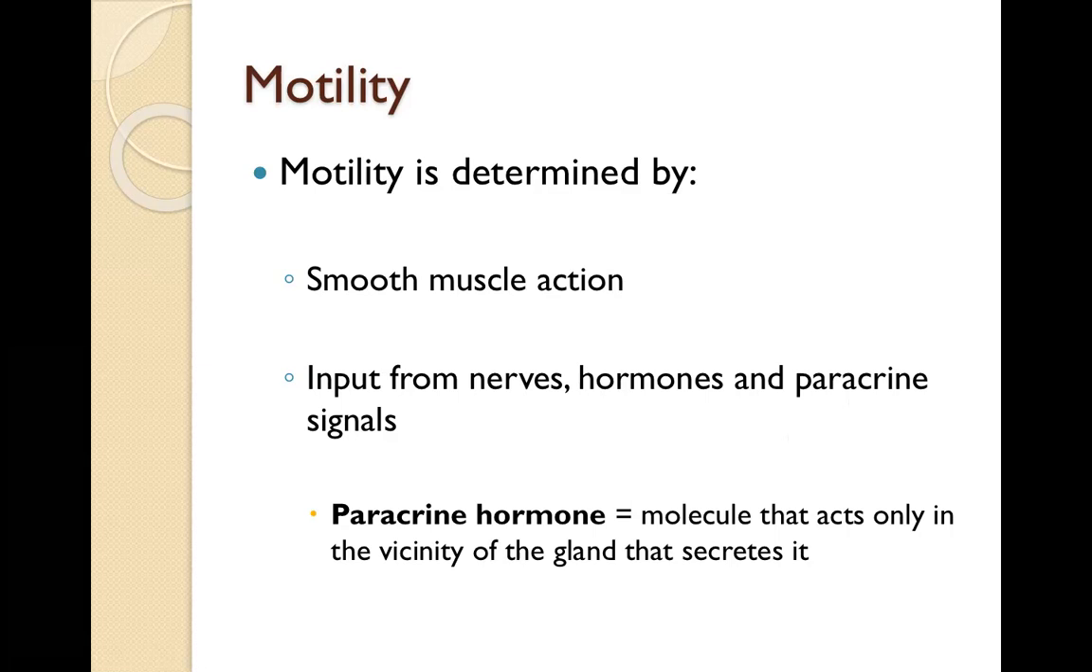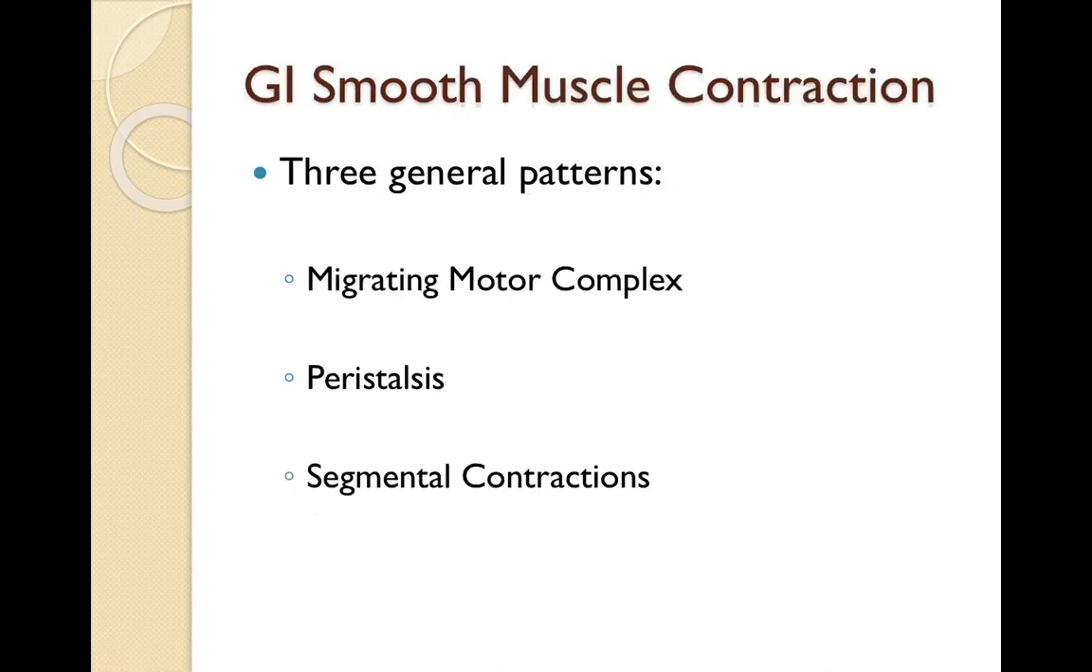The second thing that you need is muscle action in order to help things move along. And the specific type of muscle is smooth muscle. This is the type of muscle that is not under voluntary control. And we're going to talk about the specific mechanism by which smooth muscle contracts. But first, we're going to talk about the three general types of muscle contraction that occur in the GI tract.